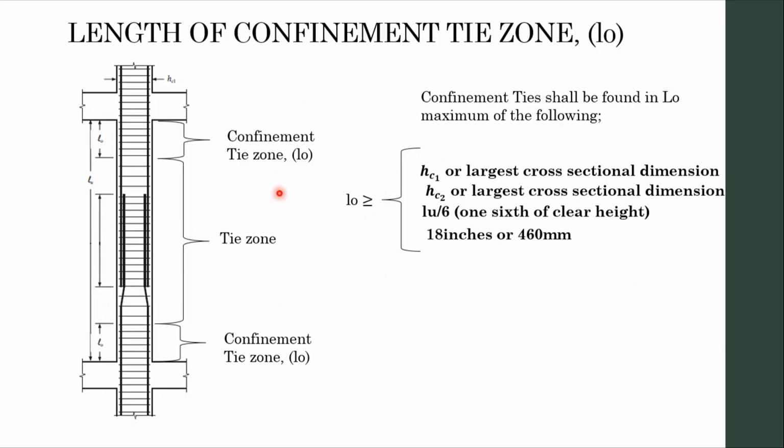So, pipili ka lang ng maximum neto, maximum governs. Then, dapat nandun yung confinement tie zone mo. Doon yung mga masinsin ang spacing mo. Doon yung mahalaga, kasi yun yung pinakamahalagang zone sa column reinforcement. Itong confinement tie zones. So, ulit, HC1 or the largest cross-sectional dimension, and 1/6 of the clear height, 18 inches or 460 mm.